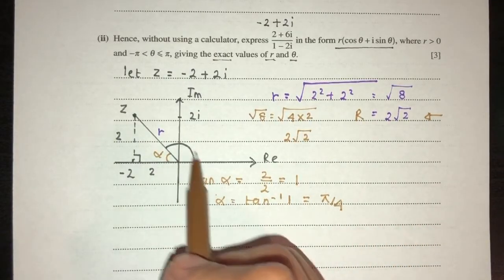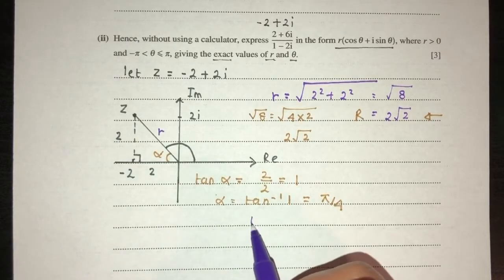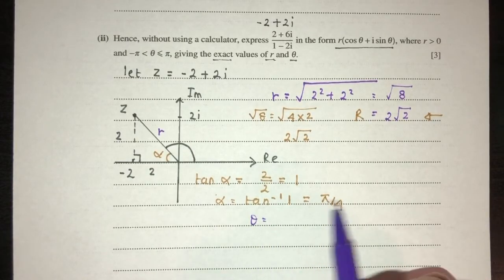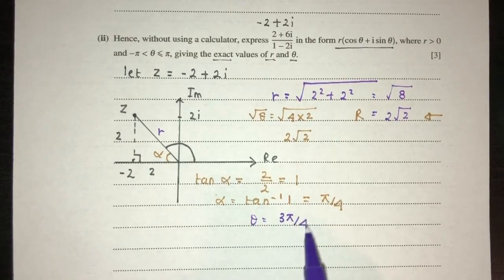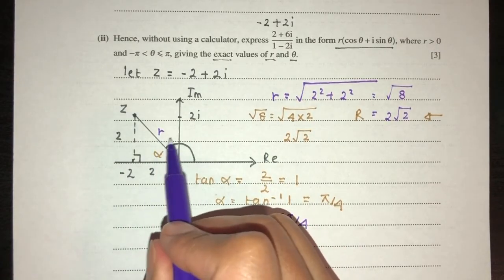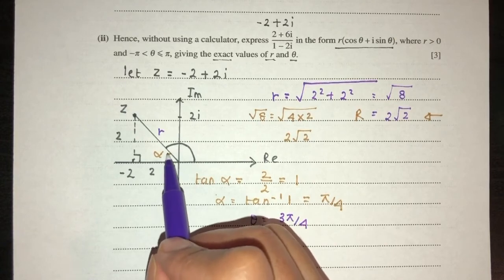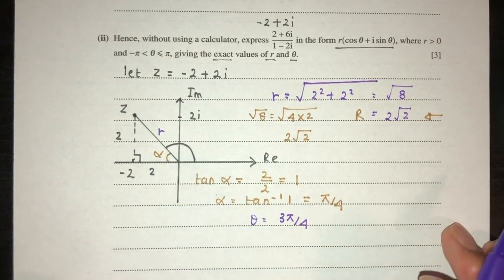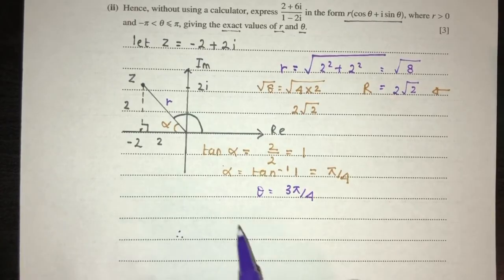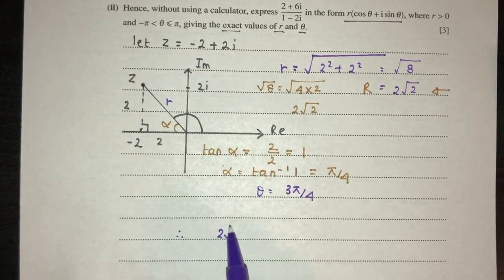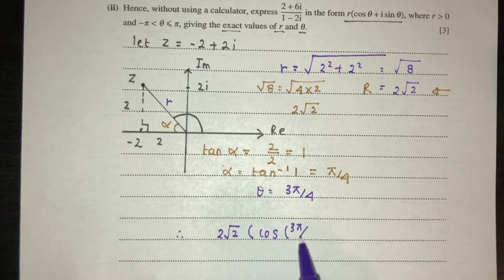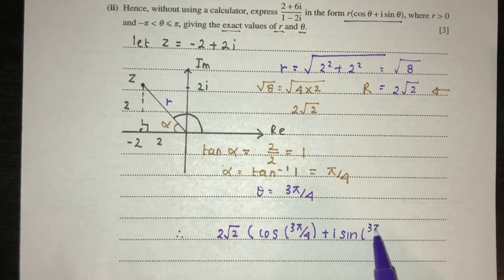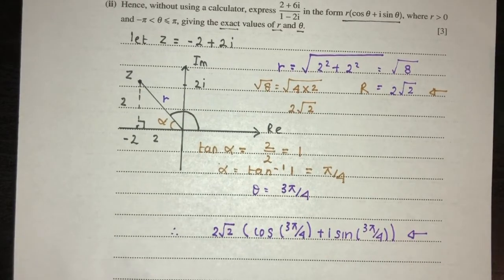Now we have to find this one. So theta will be pi minus this, which will become 3 pi by 4. As you can see, this is a straight line. This big angle is pi, which is 180, minus 45 will give you this value, which is 3 pi by 4. So finally, let's write this down. r is given to you by 2 root 2 times (cos of theta, which is 3 pi over 4, plus i sine of 3 pi over 4). And this is your answer for question part 2.